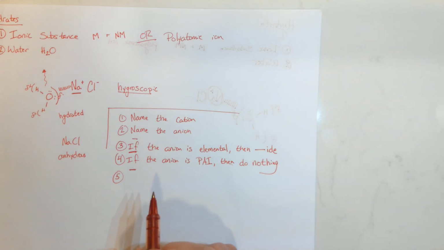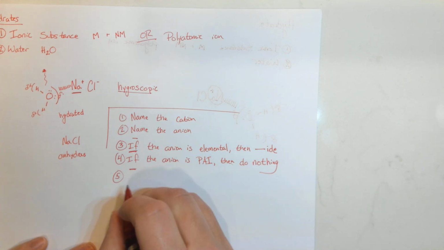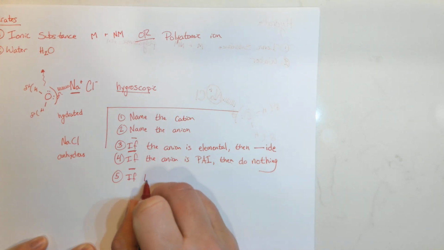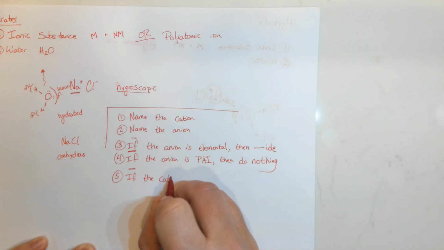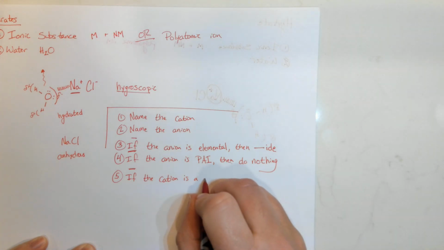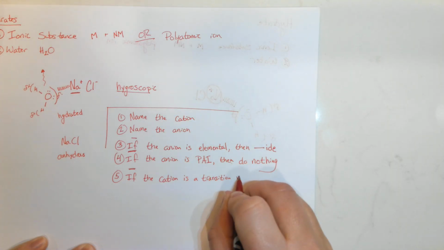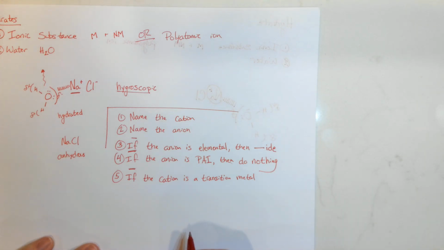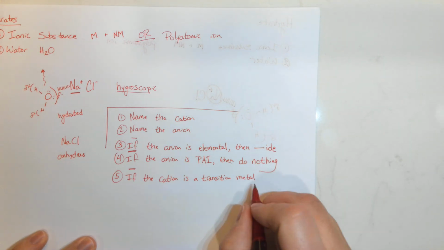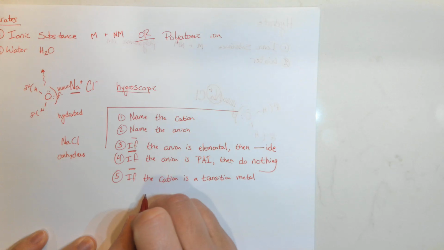Great. Sometimes with ionic substances, the cation can have more than one potential charge. It can have more than one oxidation state. In the event that it has more than one oxidation state, what do we do? Right? If the cation is a transition metal, we need to acquire the oxidation number.